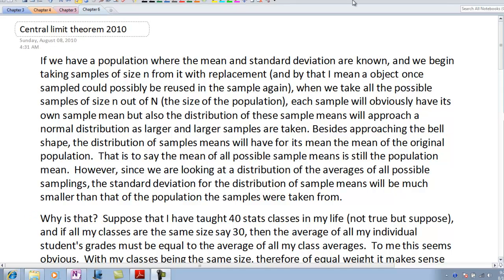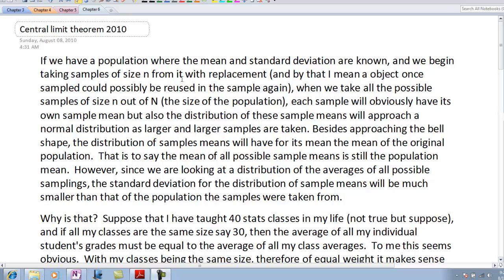If we have a population where the mean and standard deviation are known, and we begin taking samples of size n from it with replacement, when we take all the possible samples of size n out of the population, each sample will obviously have its own sample mean, but also the distribution of these sample means will approach a normal distribution as larger and larger samples are taken. Let me go back to some things I said here.